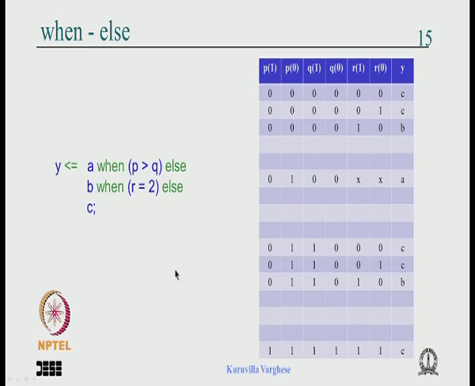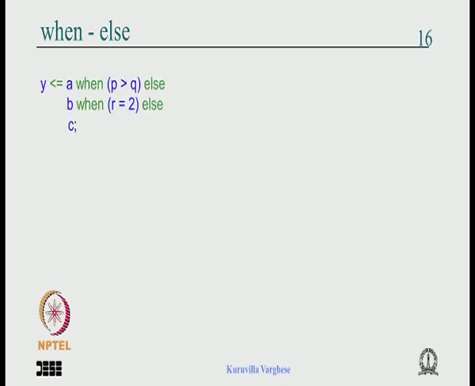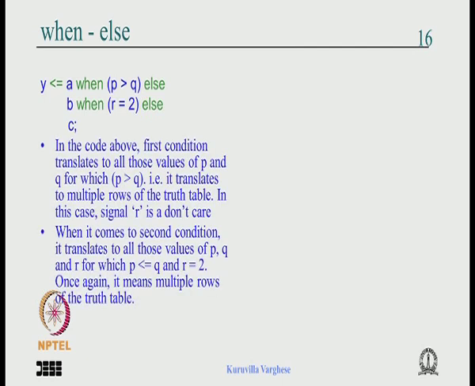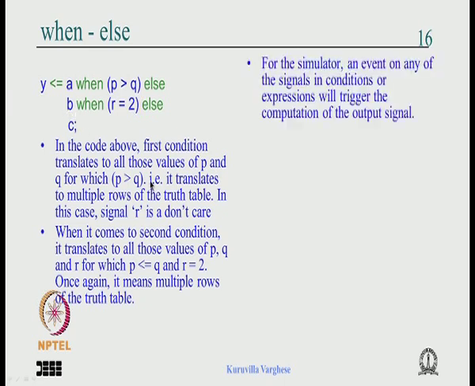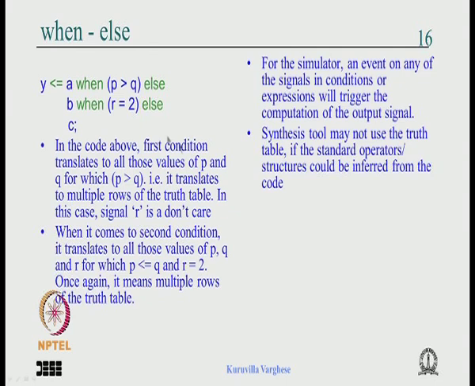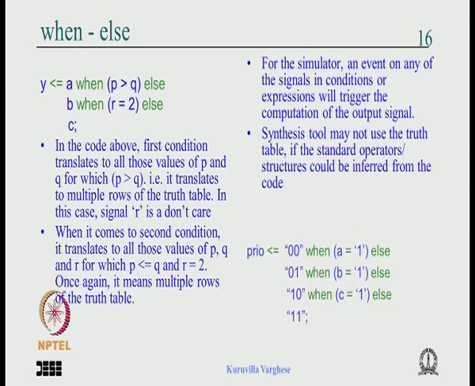I am giving you a taste of how things happen, only at the beginning. I have written the description in this code: wherever there is P greater than Q, Y is A; whenever P is less than or equal to Q and R is 2, that is B; and for all other conditions it's C. Any event on any of these inputs, the simulator computes; the synthesis tool looks at the operator, infers the operator and replaces it with the template structure from the library. That is what is happening.